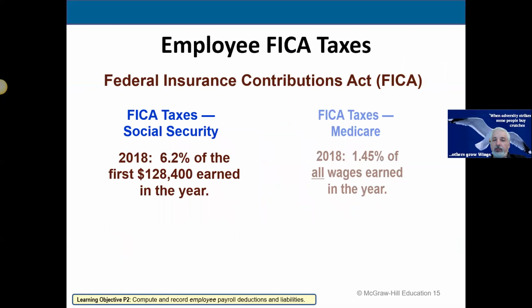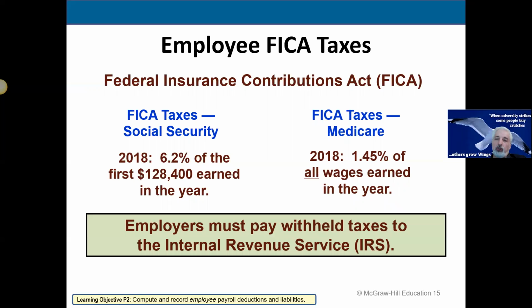There's our FICA taxes. I mentioned two interest rates, 6.2 and 1.45. By the way, if you're a sole proprietor, you have to double that. Any profits, you're going to take that 7.65, that's the combined, multiply it by 2 is 15.3, and on one of your tax forms, based on profits, you're going to pay 15.3% in taxes, just like you would have had in withholdings had you been an employee.